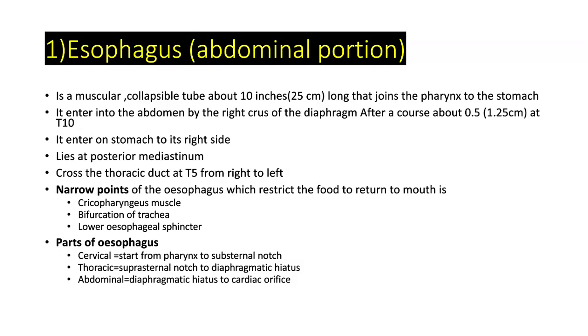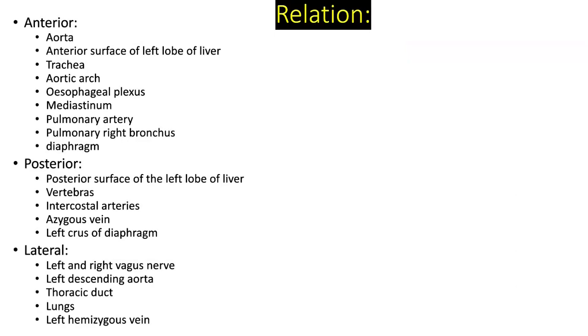Now we will discuss the parts of the esophagus. There are three parts: the cervical, thoracic, and abdominal. The cervical part runs from the pharynx to the suprasternal notch. The thoracic part runs from the suprasternal notch to the diaphragmatic hiatus, and the abdominal part runs from the hiatus to the cardiac orifice.